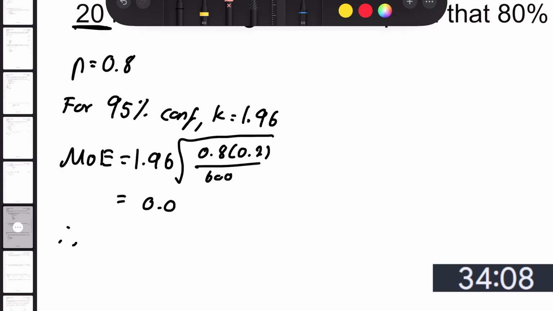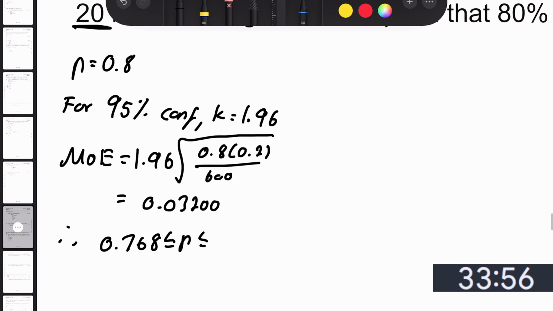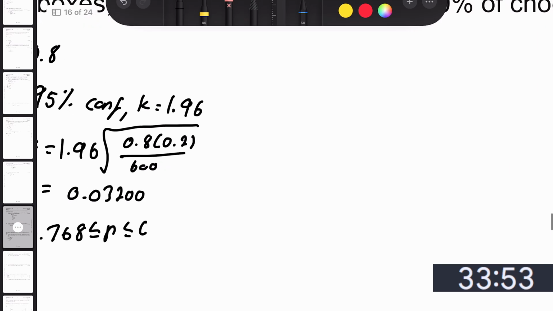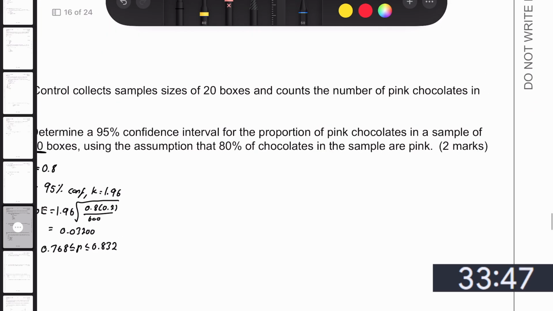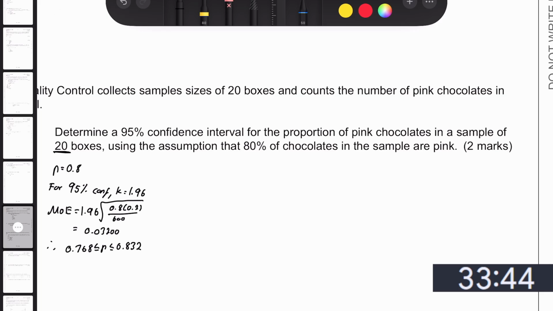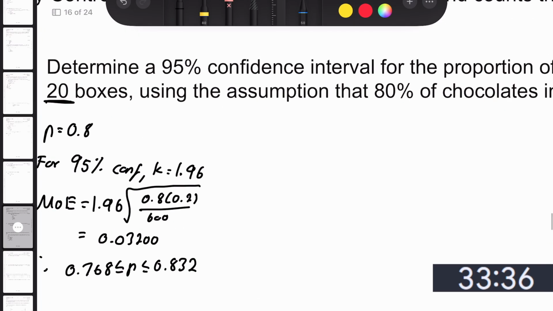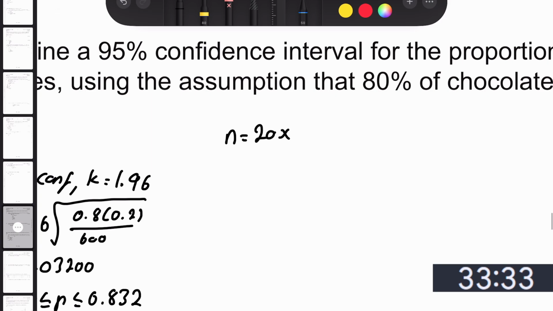So I'm going to change this in my calculator to be 600. And this is 0.03200. Therefore 0.768 is less than or equal to P, which is less than or equal to 0.832. I think this makes more sense. Proportion of pink chocolates in a sample of 20 boxes. So you're not looking at per box, you're looking at the whole sample, 20 boxes, of how many pink chocolates you have. That makes sense. I'll add a little note here: N is equal to 20 times 30 equals 600.